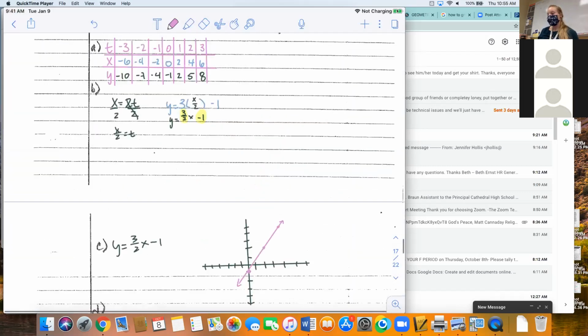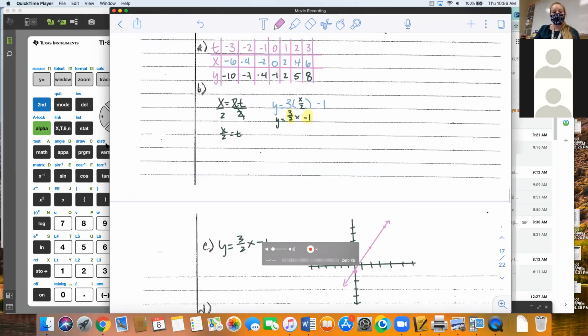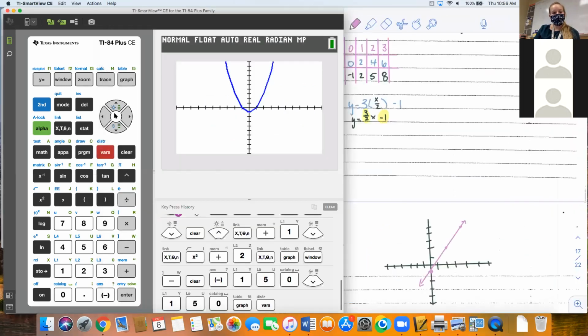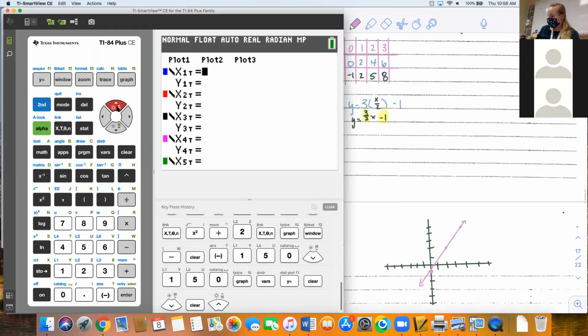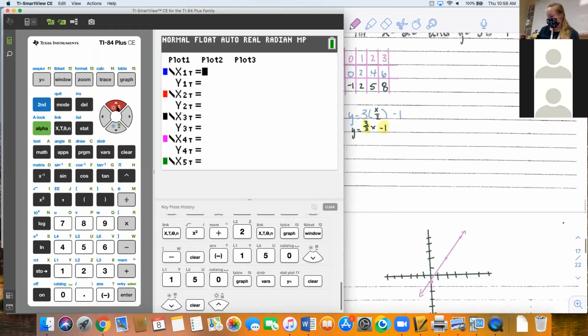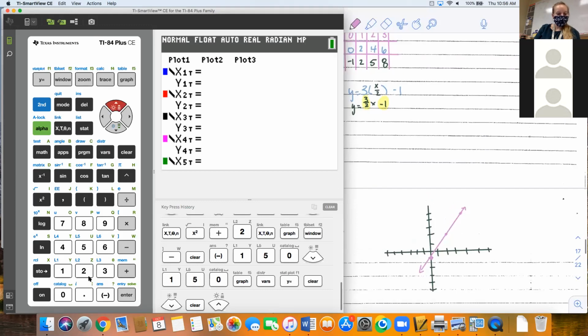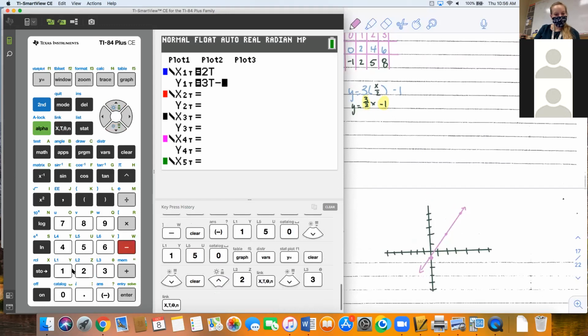Questions so far on A, B, or C? Now, I know that we're about to get the exact same graph that we just got, but I would like us to practice plugging it in and making sure you know how to find it. So I'm going to go back to my calculator, and I'm going to plug in my new x1, y1, which is 2t and then 3t minus 1.